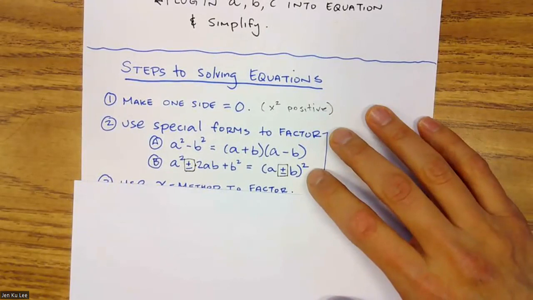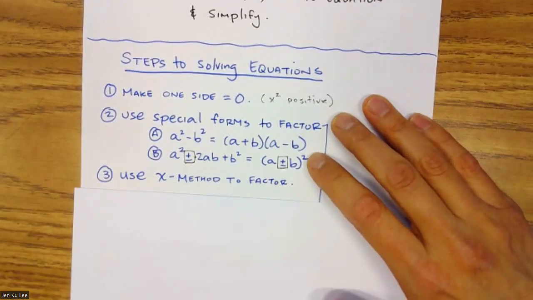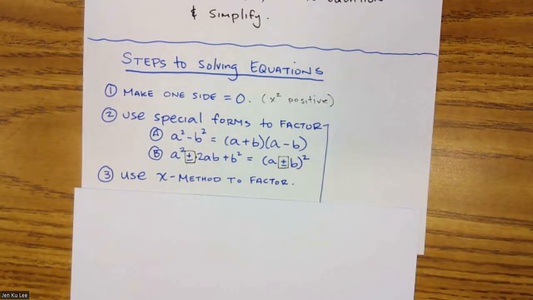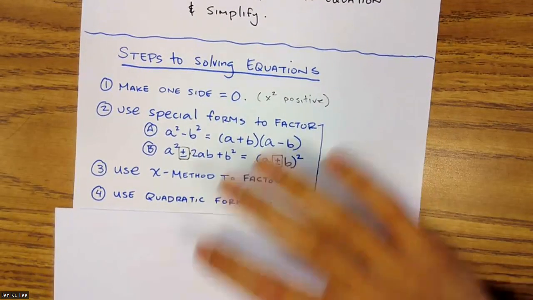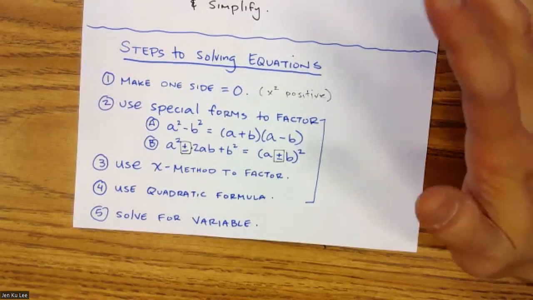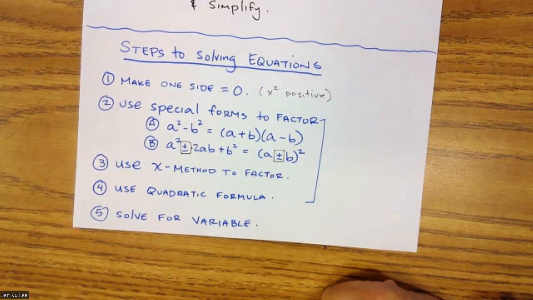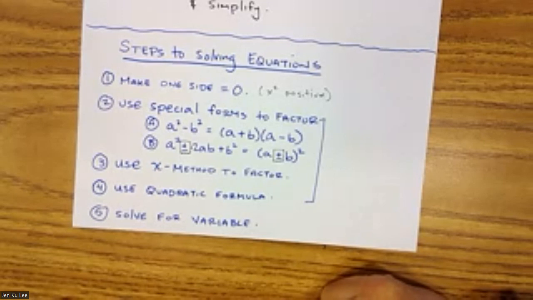And if that step does not work, or if there are no special forms, then we're going to look to using the x method to factor. And if that doesn't work, we're going to use the quadratic formula, and then we're just going to solve for the variable, right? After these 5 steps, you guys should have the answer, or the solution. Okay, so I'll give you guys some time to write that out.